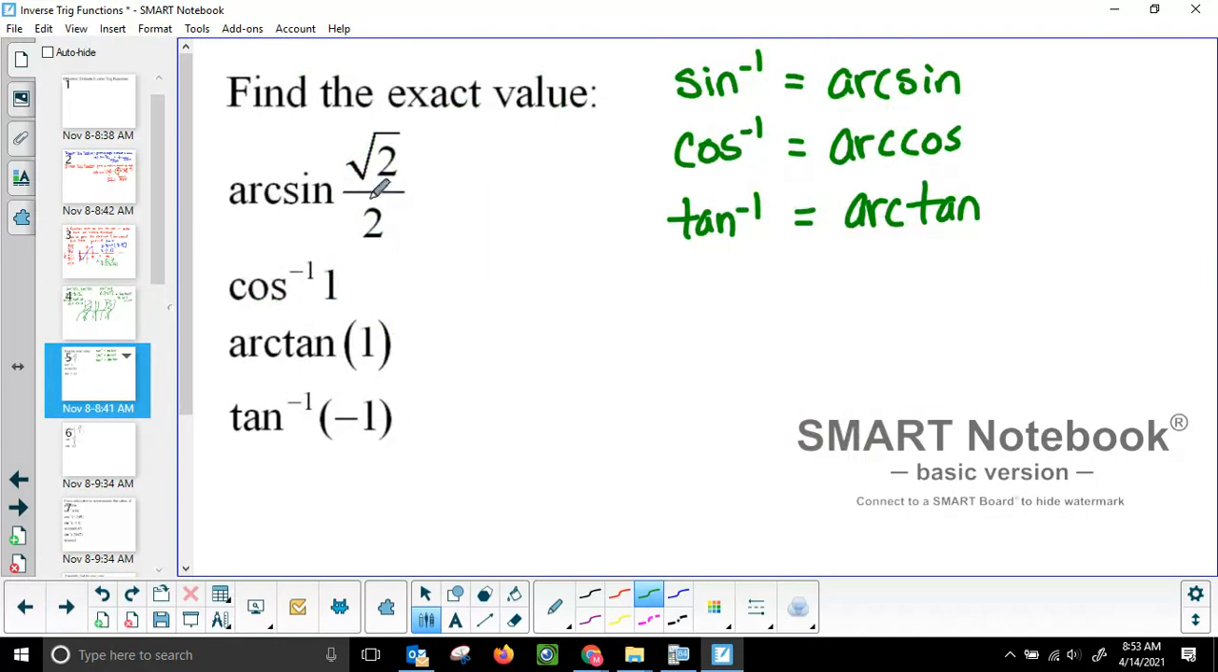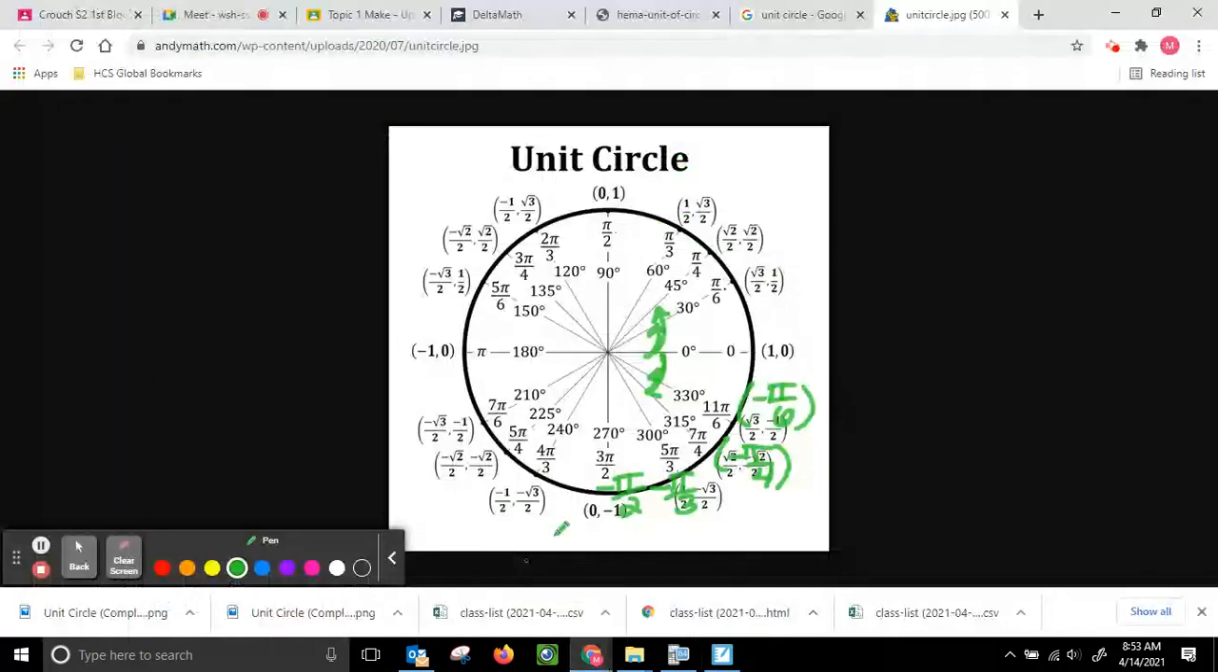Okay, so if I want to find the arc sine of square root of 2 over 2, all I have to do is look at my unit circle and say, okay, arc sine is the right half of my unit circle. Sine is my y coordinate. So where is my y coordinate square root of 2 over 2? Can anybody tell me? On the right half of this unit circle, at what angle is my y coordinate square root of 2 over 2?